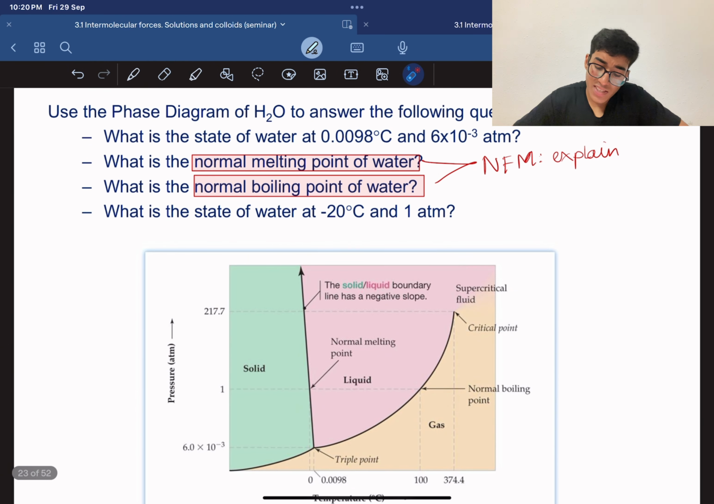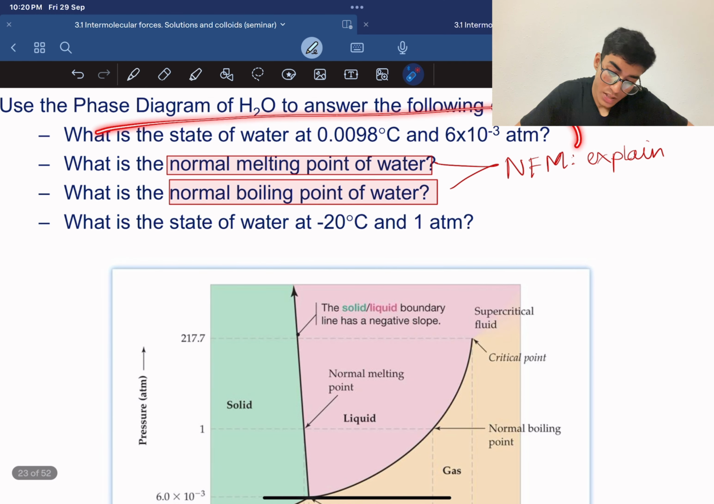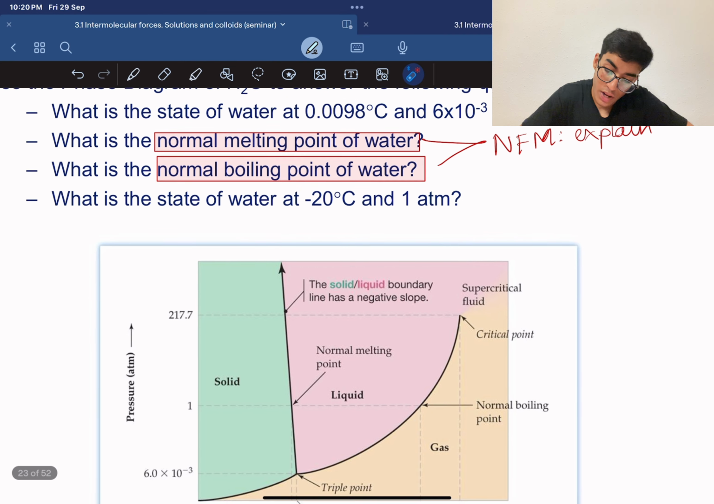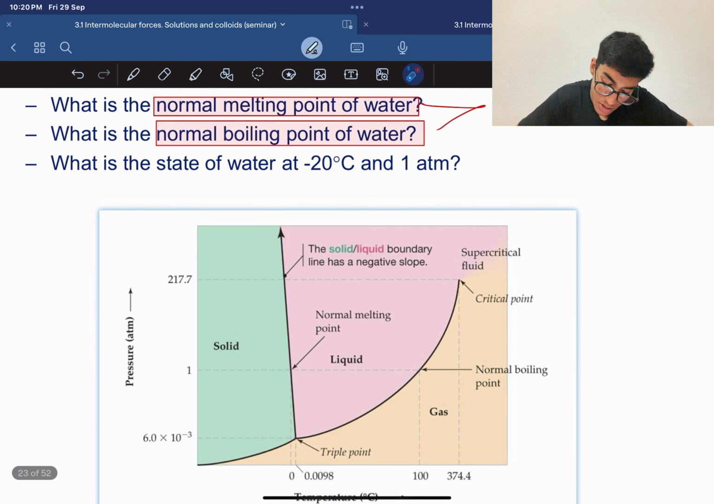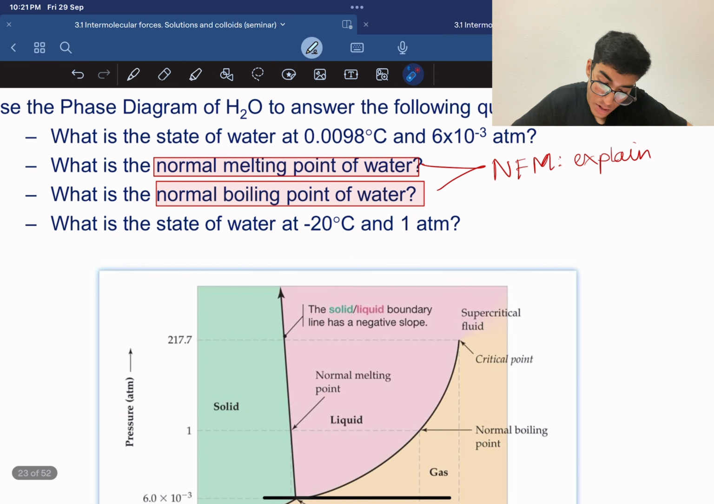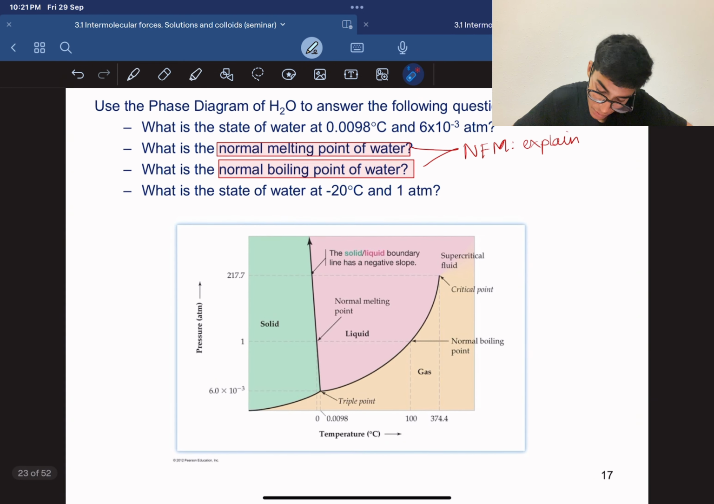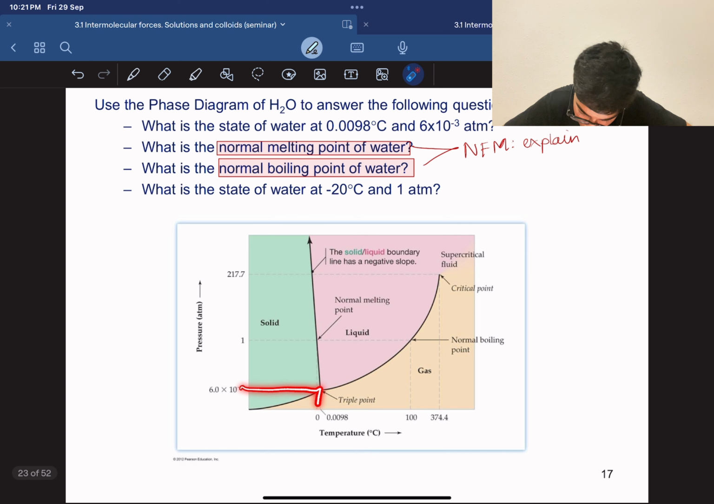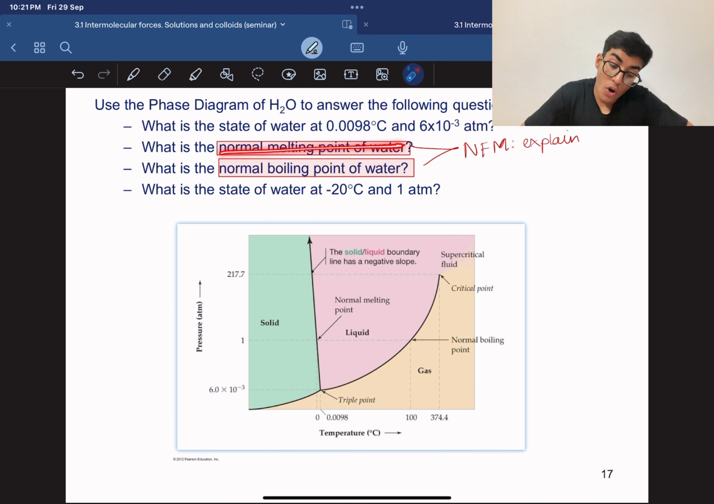And the questions are very simple over here, guys. Look at this. What is the state of water at 0.009 degrees Celsius and 6.3? Just look at the 6.3 atm given over here, and then get the temperature. Temperature is 0. Okay, where is that? Right here. That is the triple point. What is the state of water? It exists in all states. Boom.